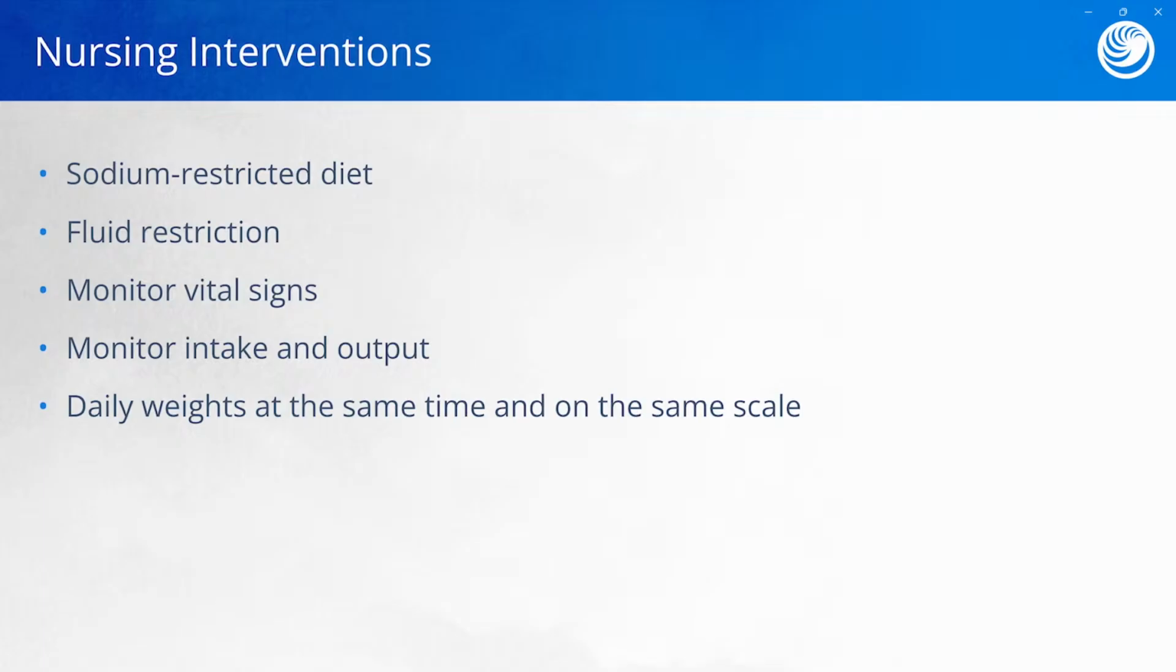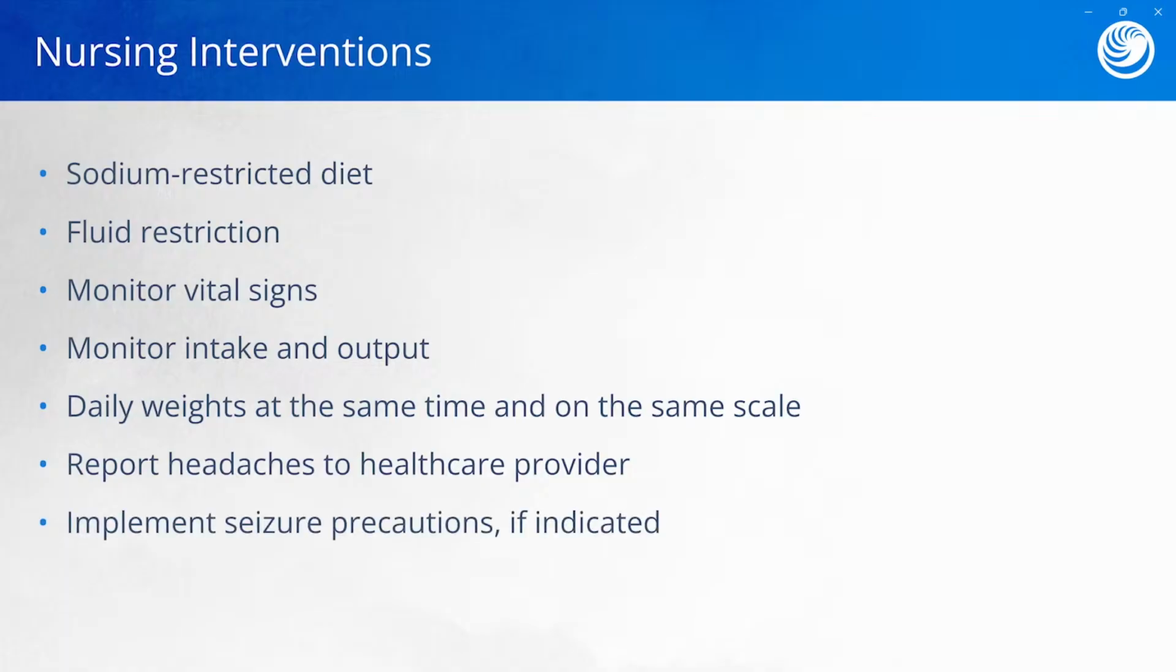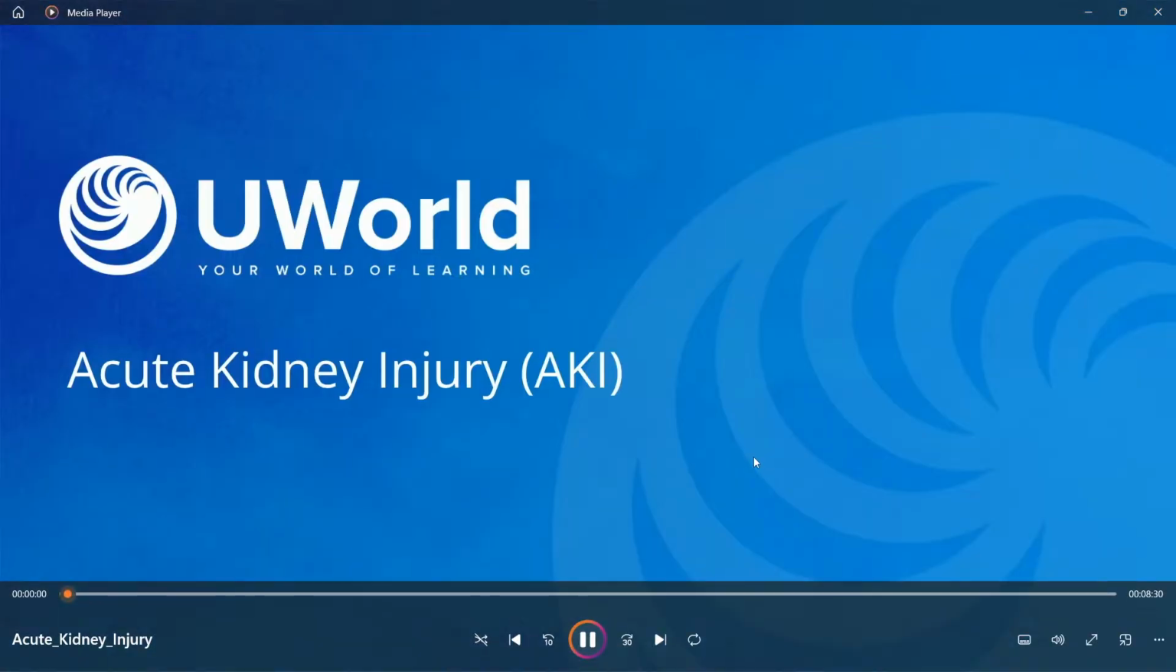Monitor for neurological changes that may be occurring due to fluid retention in the brain. So report any onset of headaches. Monitoring for seizures will also be indicated. And lastly, and very importantly, make sure that we are administering those antibiotics if indeed this is due to a strep infection. Any future strep infections must be treated accordingly because this could lead to further damage of that glomerular membrane wall.